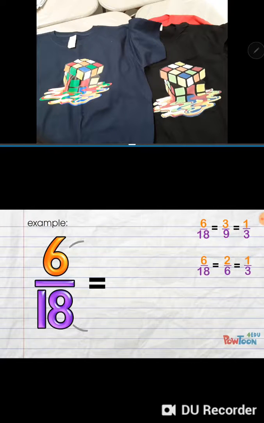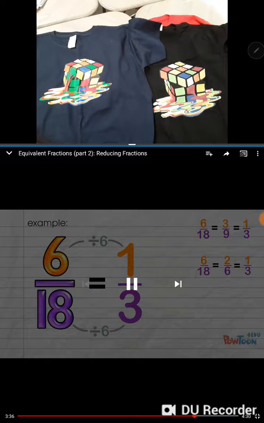Or I could have divided by 6 to start with because they're both in the 6 times table. 6 divided by 6 is 1, 18 divided by 6, 3 6's are 18, 1.